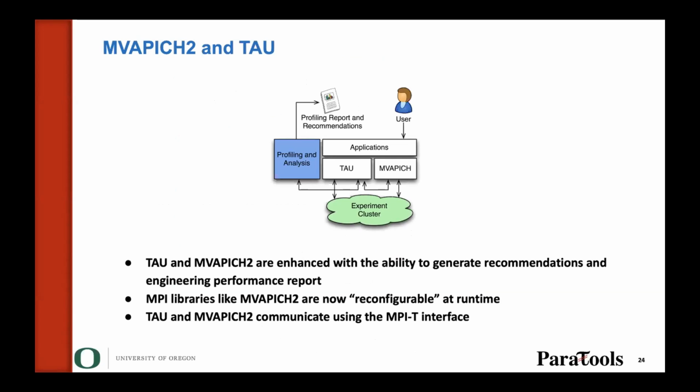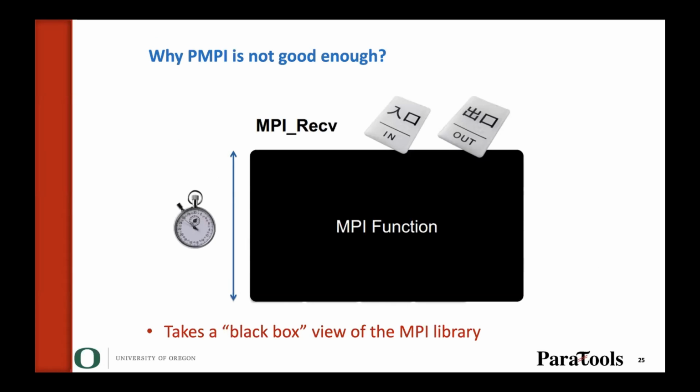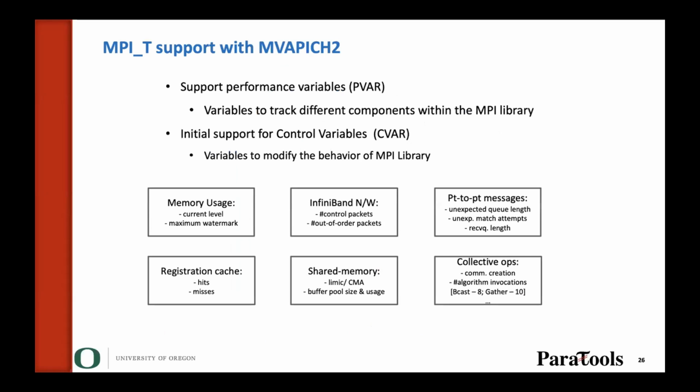To look at the performance of the MPI runtime in detail, we have the support of using Tau and MVAPICH using the MPI tools interface. And in this case, we go beyond what the PMPI interface provides. The PMPI interface essentially allows you to just observe the time of the MPI call and see the parameters that are passing through the MPI call.